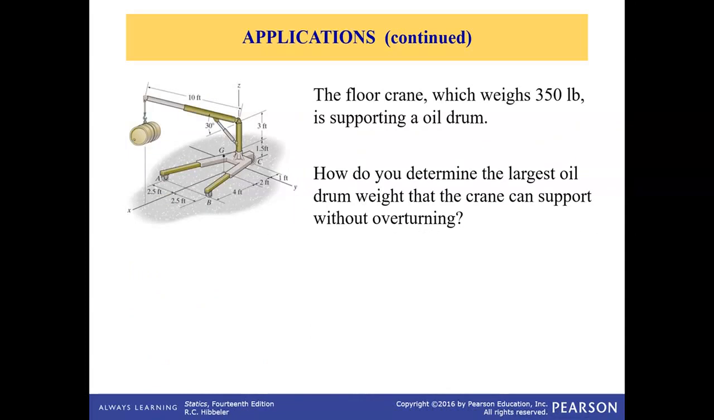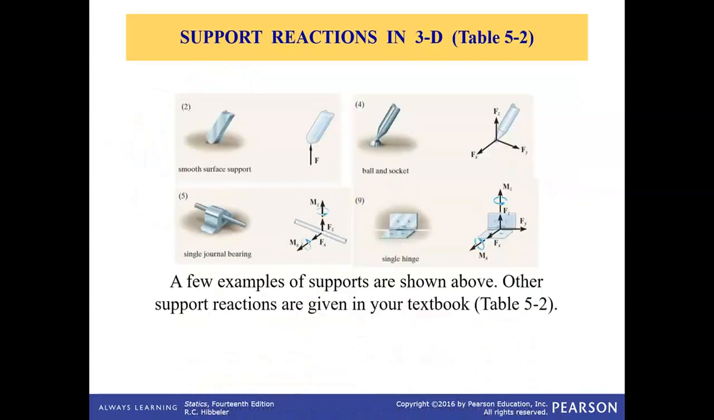The floor crane, which weighs 350 pounds, is supporting an oil drum. That's here. How do you determine the largest oil drum weight that the crane can support without overturning? If we keep on increasing the weight of the oil drum, at some point the crane is not strong enough to support it, and it may actually overturn. So what is the largest weight that we can add here so that the crane will not overturn?